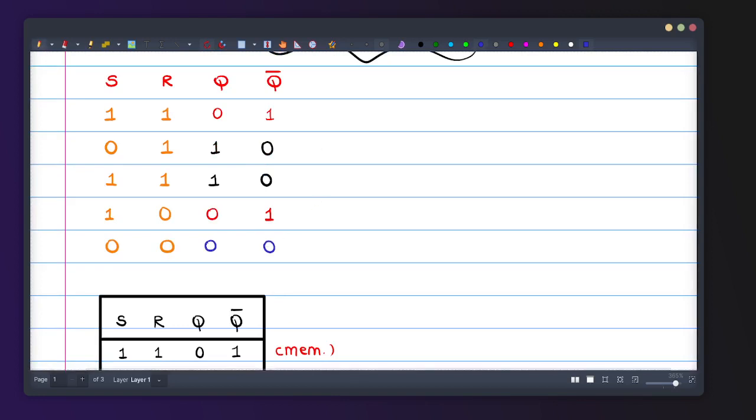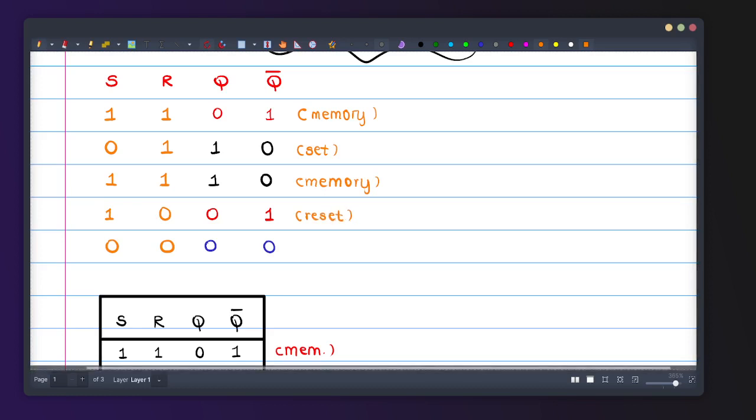So there are several stages we realized in this truth table. The first state is when both S and R are 1. This is called the memory state, where it remembers the previous input. When S becomes 0 and R becomes 1, we reach the set state. When R is 1 and S becomes 1 again, we are back at the memory state where it remembers whatever was previously put in it. If S is 1 and R is 0, it will reach the reset state. And when S is 0 and R is 0, it will reach the invalid state.